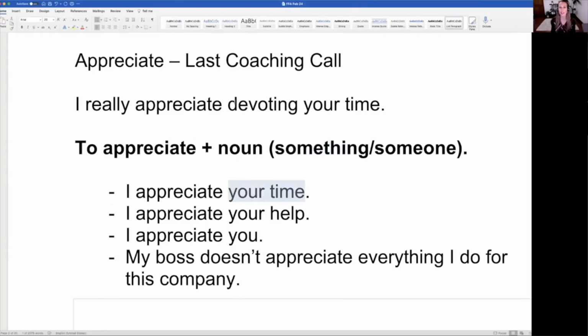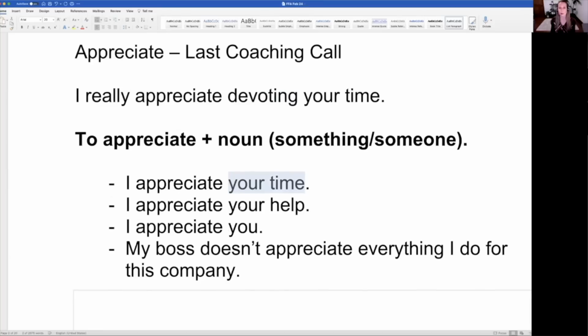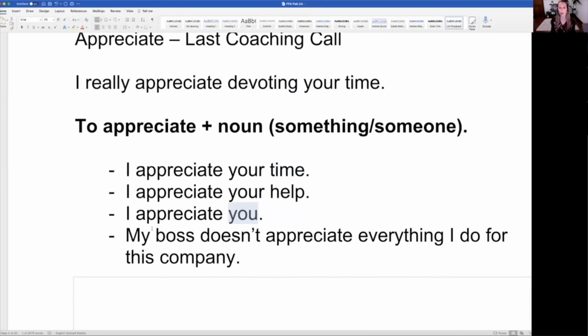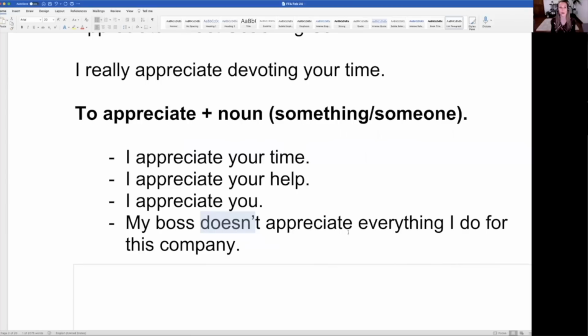So most likely what we need to do here is just get rid of this word devoting and just put, "I appreciate something." "I appreciate your time." "I appreciate your help." You can also just appreciate someone. "I appreciate you." Or you can use it in the negative. "My boss doesn't appreciate everything I do for this company." So this is probably the most common sentence structure with appreciate.